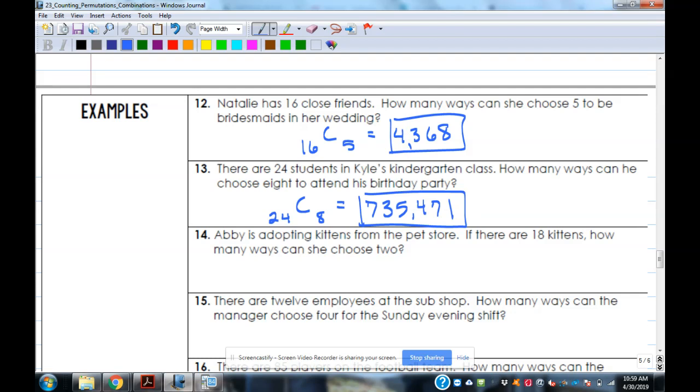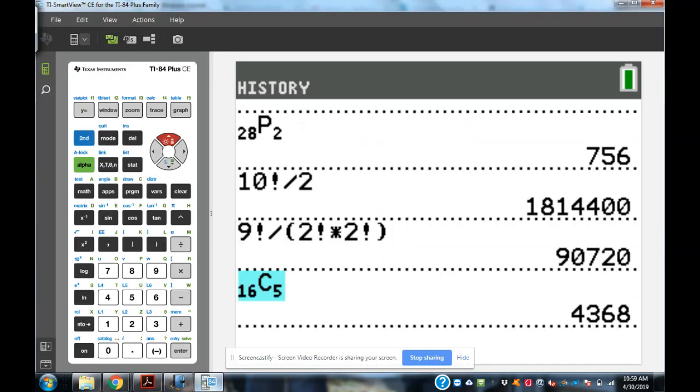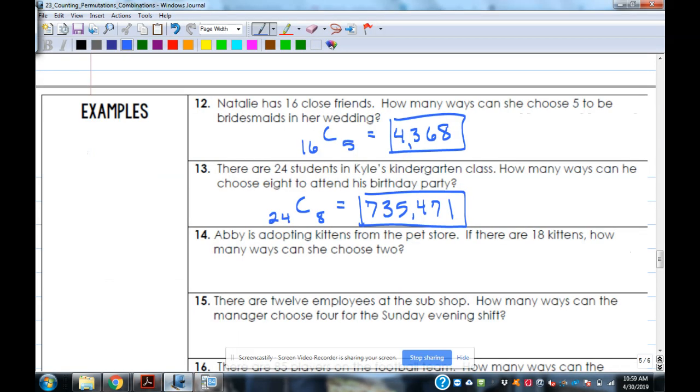So if you've got one of the black and white ones and yours is not coming up and allowing you to type in the little boxes, you'll type in your first number, then grab the nCr or nPr, depending on which one you're doing. And then after that, type the r number, the second number, and then it will crank that out for that one.